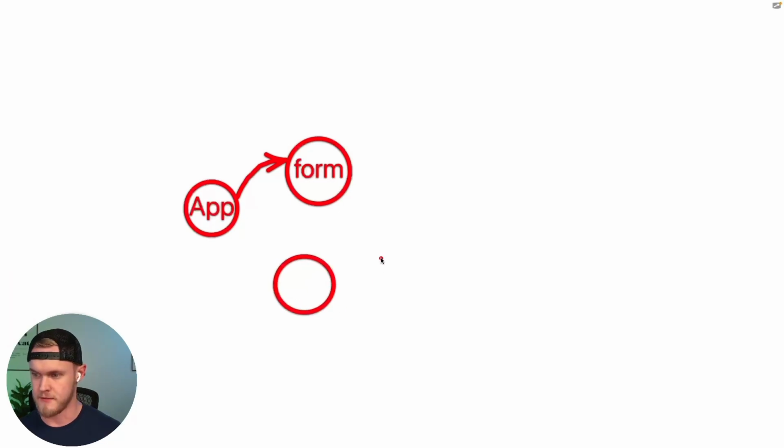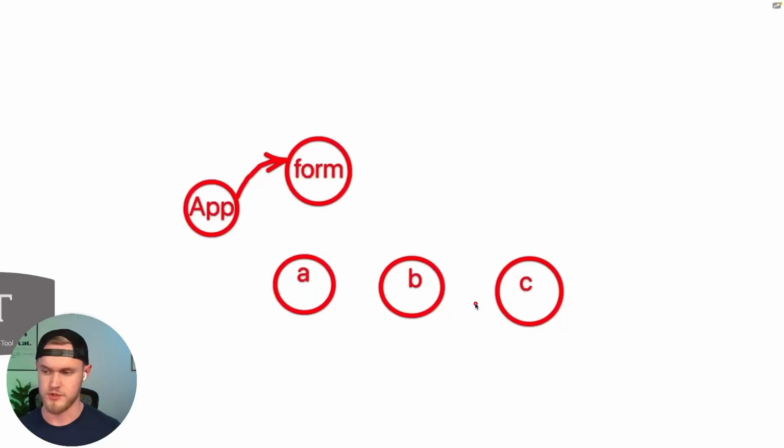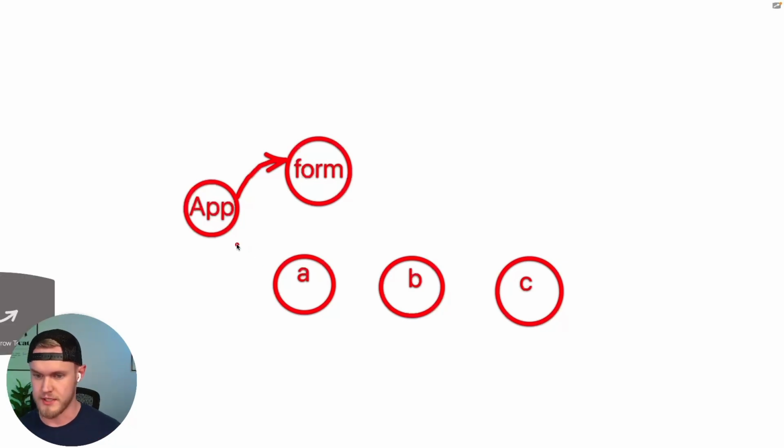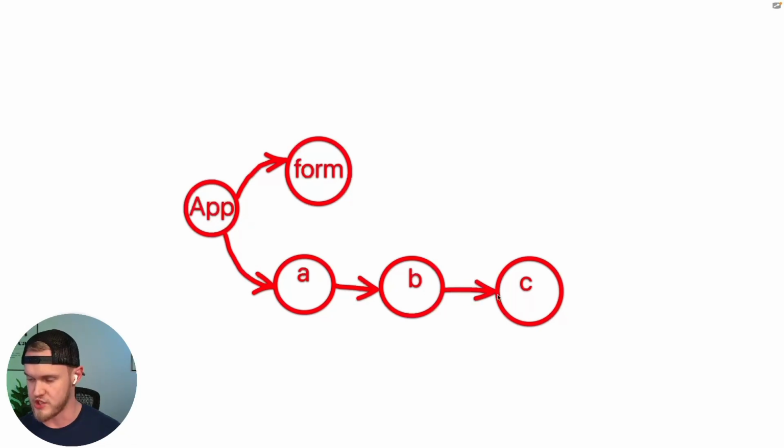Correct? This is our app component. And inside of our app component, we have our form component. And then we have Alpha, Bravo, and Charlie. A, B, C. Oh, excuse me. We have A, B, and C. And the app component contains all of these through Alpha, and then Alpha contains Bravo, and then Bravo contains Charlie.